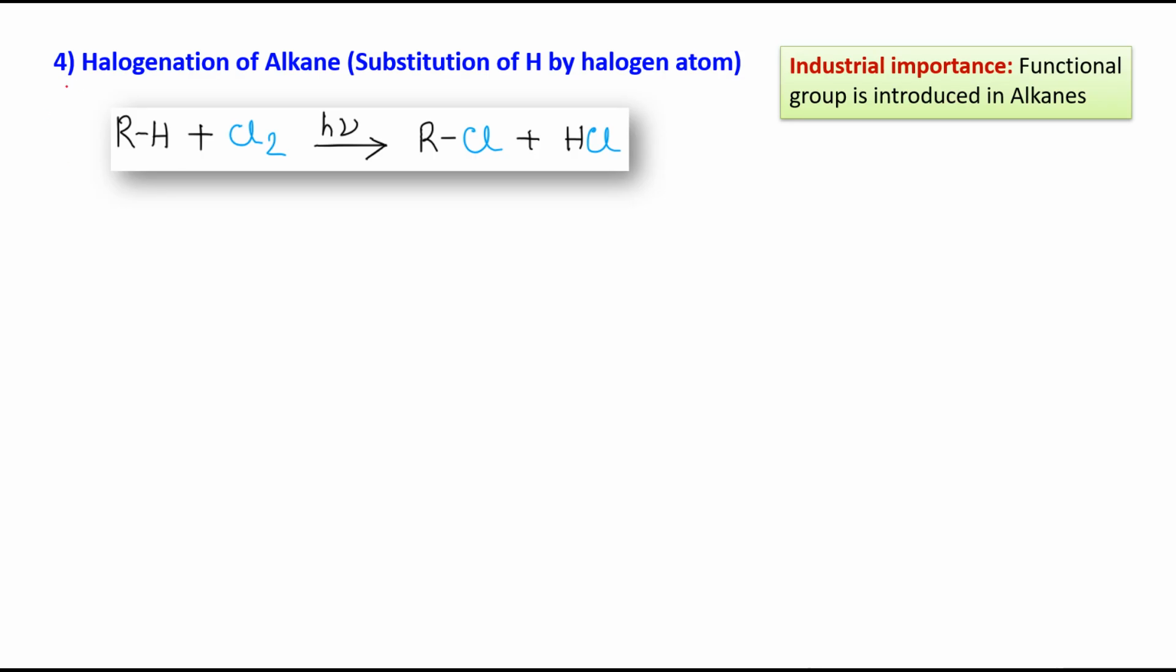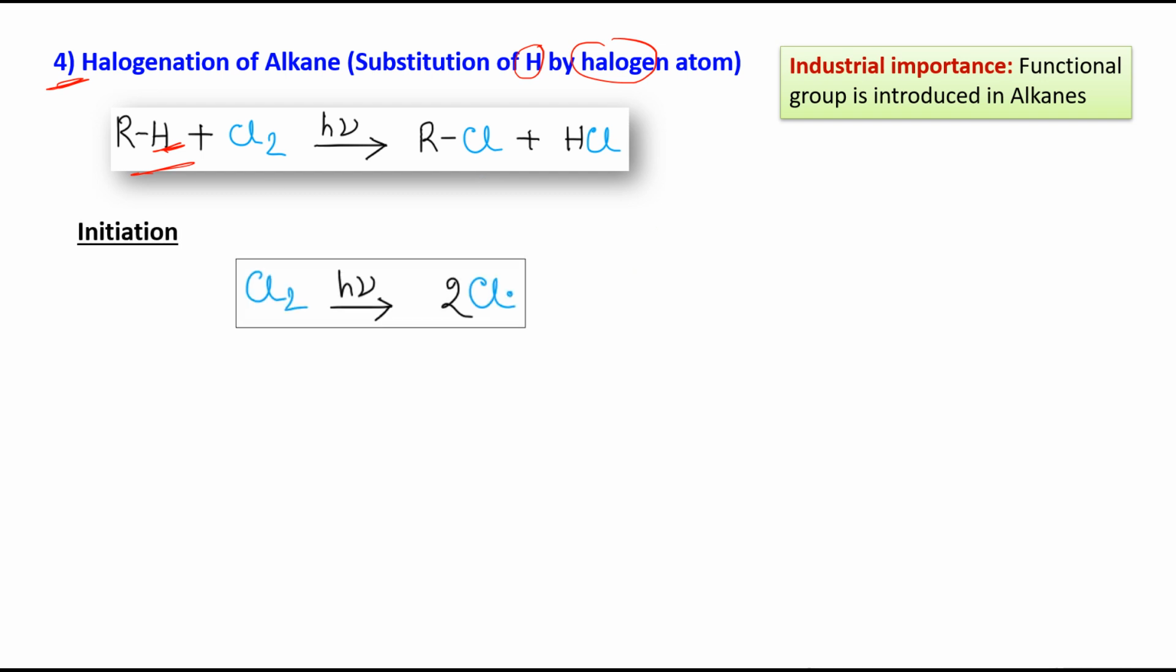This is number 4 reactions, the substitution reaction, halogenation of alkane, where one hydrogen is substituted by a halogen atom. Why is it so important industrially? Because here we are introducing a functional group into the alkane. In alkane there is no functional group, but by this reaction we can introduce it. That is the industrial importance. Here you can see the overall reaction: RH, any alkane, in presence of chlorine and h nu or light, gives this hydrogen substituted by Cl, and HCl. This is the overall net reaction.